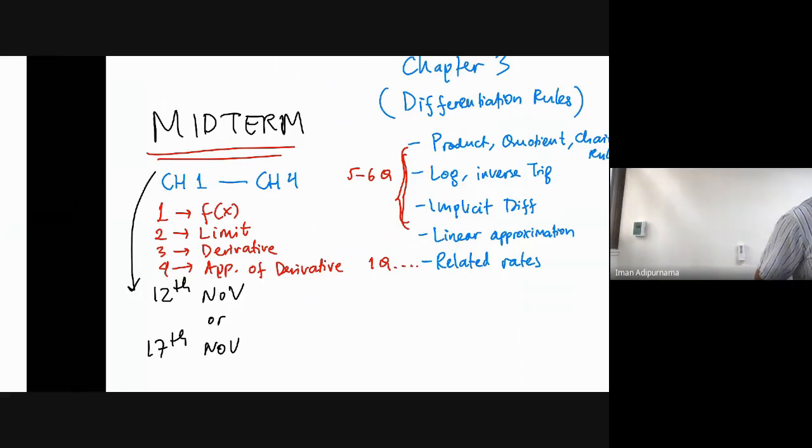It's similar to related rates, but the difference is that in optimization you are looking for the values that are minimum or maximum.